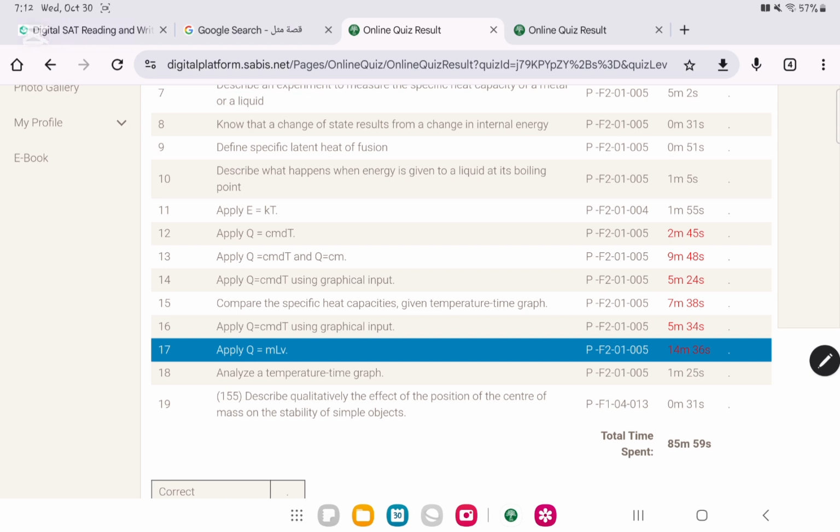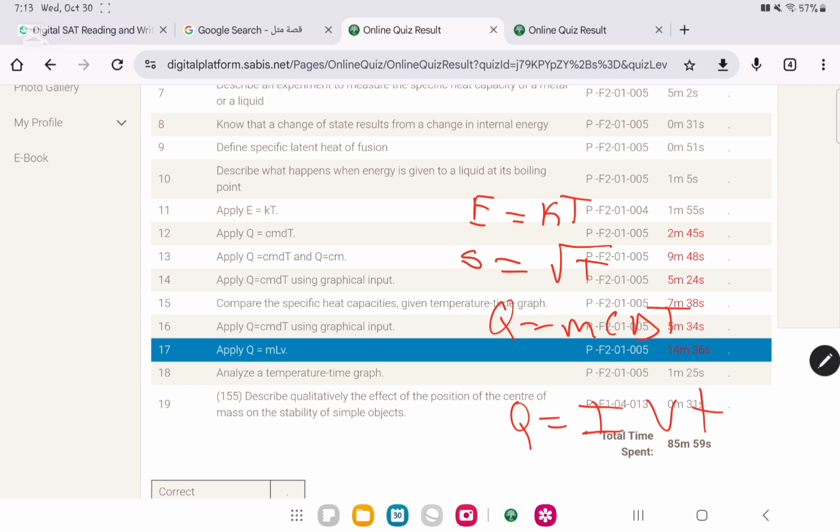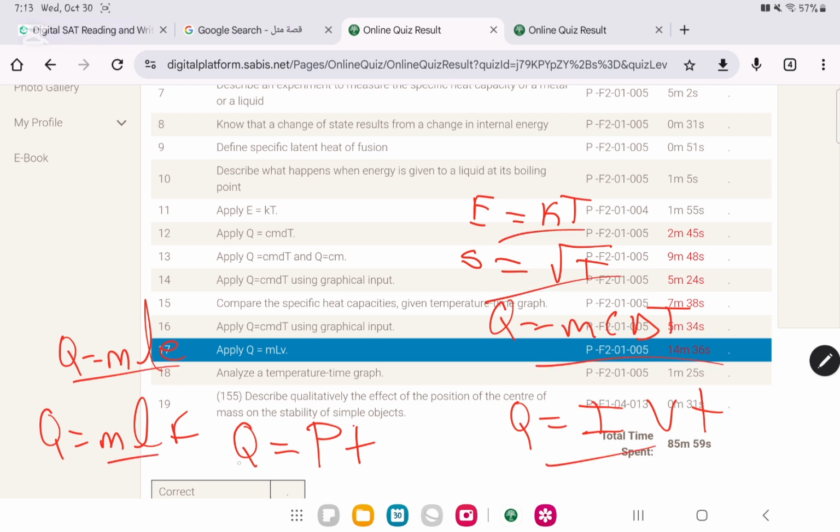So just quickly, I'll write the equations. We have that energy is equal to a constant times the temperature. Then the speed is equal to the square root of the temperature. Then Q is equal to mc delta T. Then Q is equal to IVt. Then Q is equal to the power times the time. Then Q is equal to the mass times the latent heat of vaporization, and finally Q is equal to the mass times the latent heat of fusion. So these are the 7 equations we need for this exam.